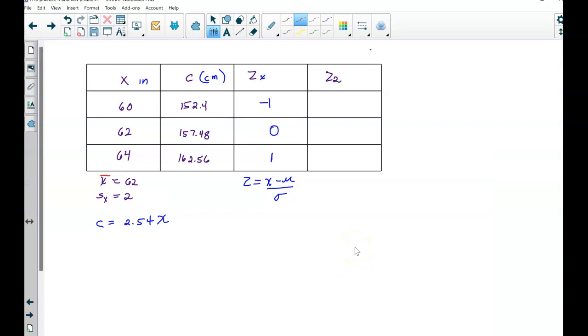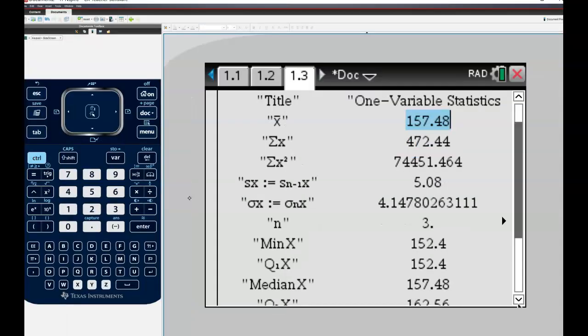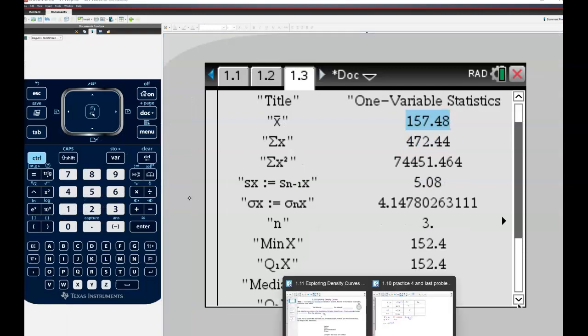Let me write that down. The mean of that distribution, so this is x bar, is 157.48. And the standard deviation, Sx, was equal to 5.08.